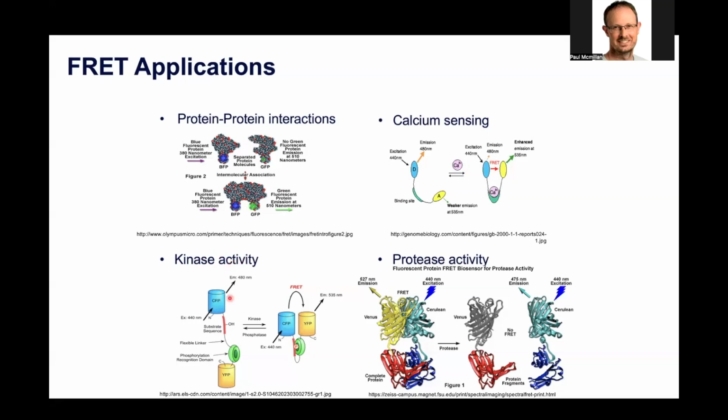Kinase activity. So here again, when we have phosphorylation, this causes a structural rearrangement, producing FRET. And then we also potentially have protease activity here as well. If we have a protease happening, it's separating out and reducing the FRET efficiency in these cases.